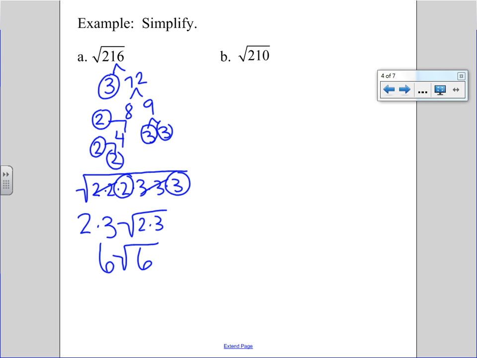Please pause the video and give them a chance to do B on their own paper. Once they've given it a shot, go ahead and hit play so that they can check their answer.